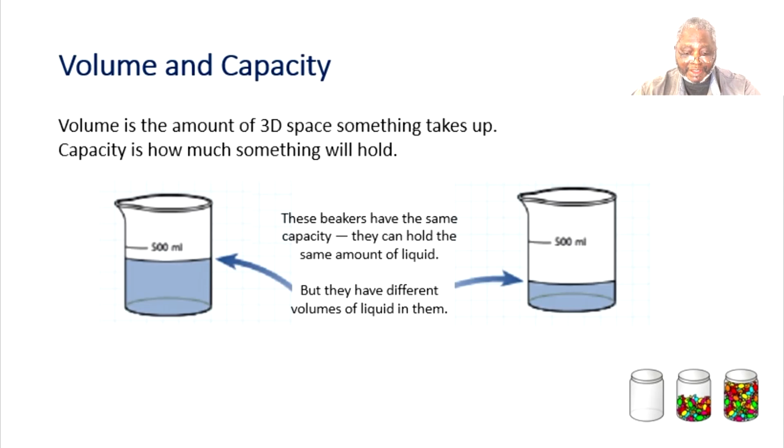Now, these beakers have the same capacity. They can hold the same amount of liquid, but they have different volumes of liquid in them. That is the amount of 3D space the liquid in them takes.